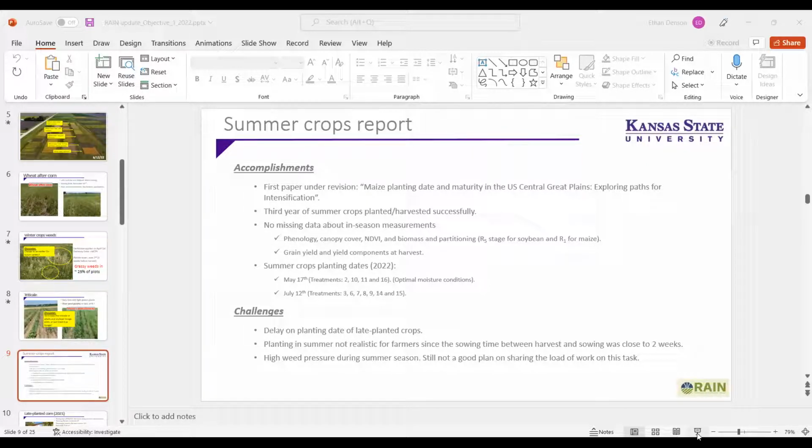I will probably move immediately to the challenges. One of the main challenges Romulo mentioned is delay of planting dates. I was chatting last week with Ray. This year is one of the examples. I think the wheat was ready last week of June, and it happened last year again. So it took us 2 weeks to get our plot planted.